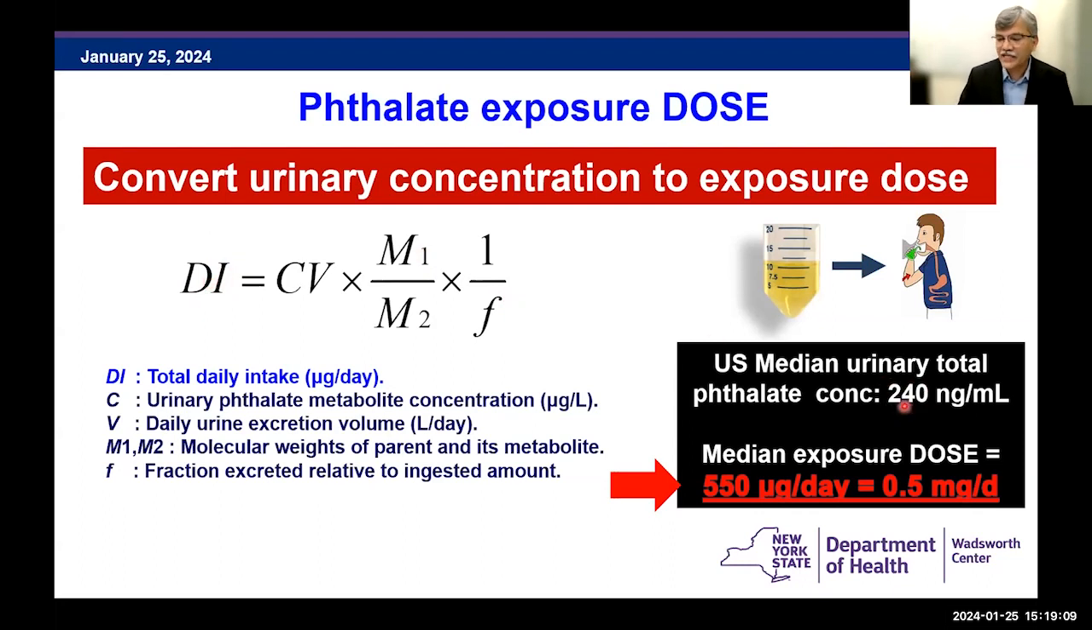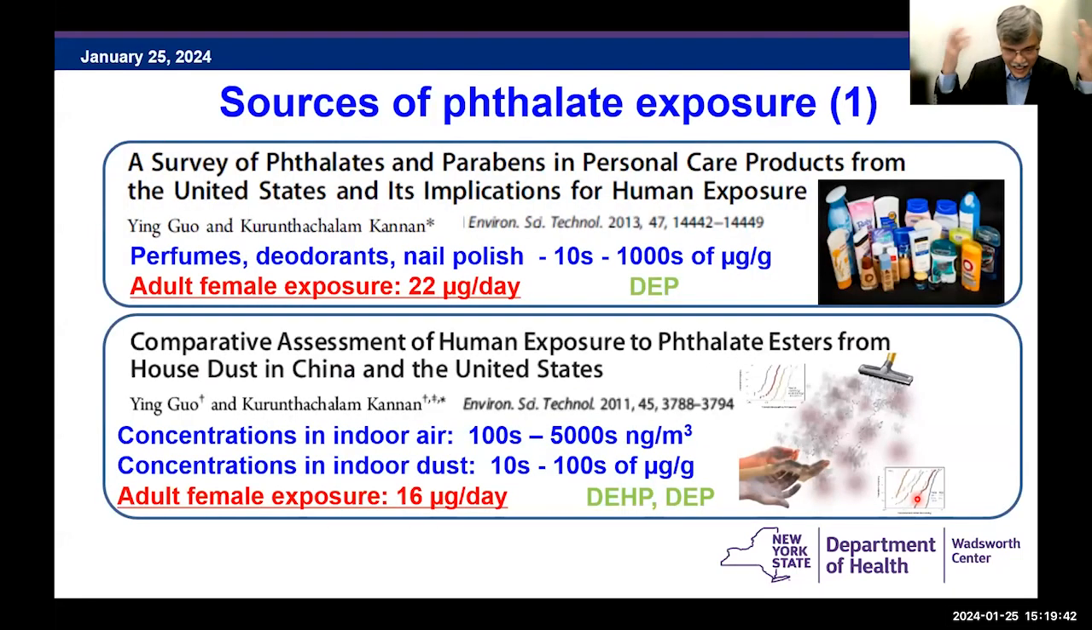So with 240 nanogram per milliliter, that's the median concentration for the US population in 2007-2008. What is the dose? So using this formula, this is the dose that we came up with. So the US population at the time was exposed to 550 microgram of phthalates every day, which is 0.5 milligram. It's almost like everybody eating 0.5 milligram of phthalates every day, right? That's the median value. Some may be exposed at much higher level.